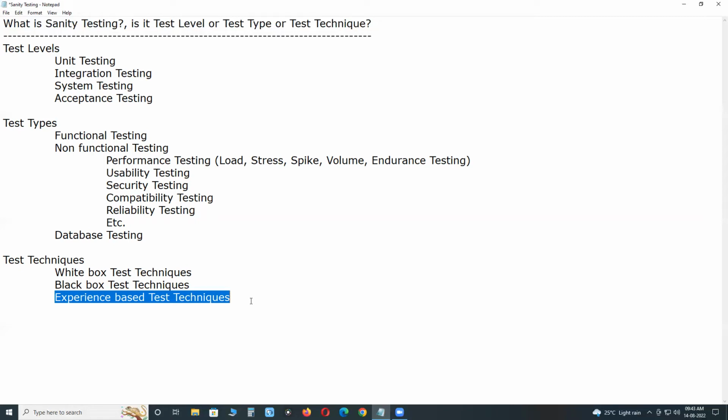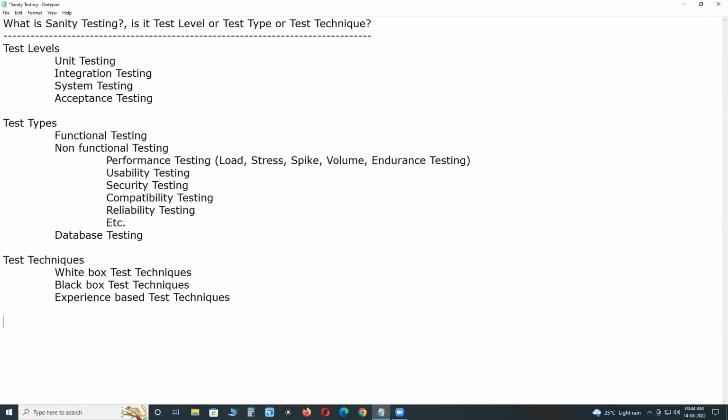For that only we use, see once again, exhaustive testing is impractical, so we use test techniques to cover our software. To reduce input domain and to reduce output domain, we use test techniques.